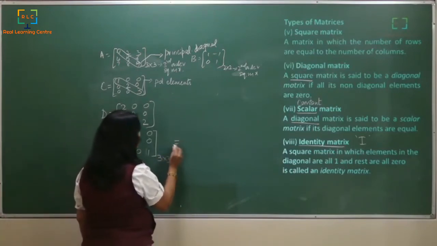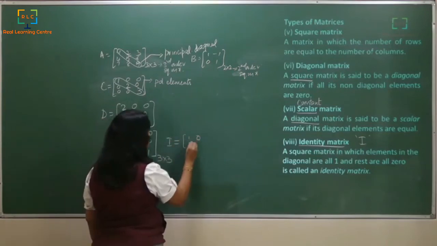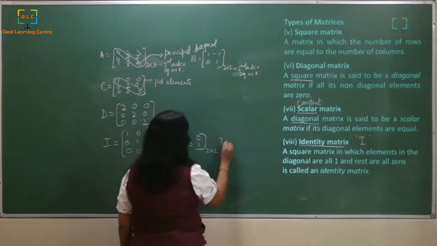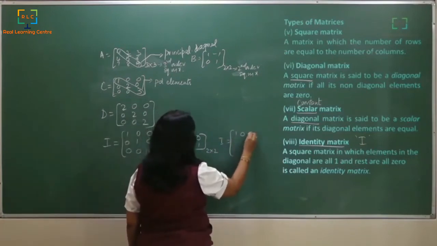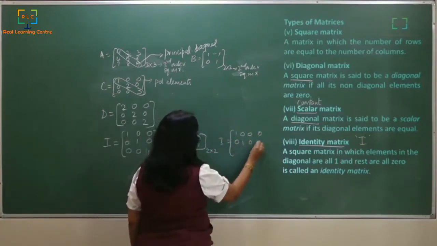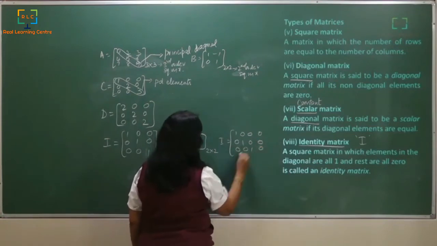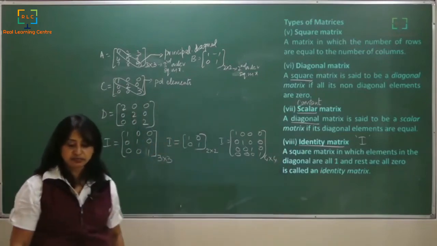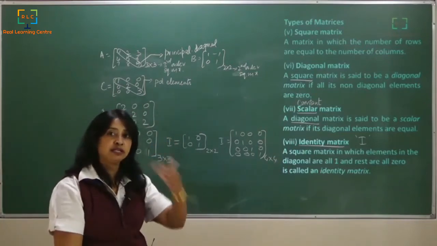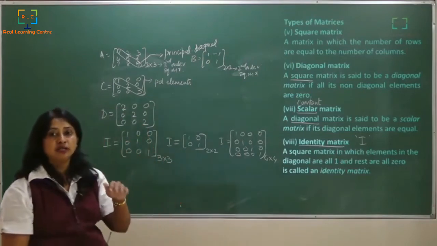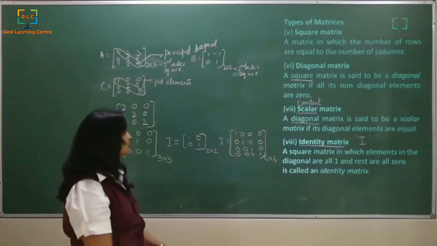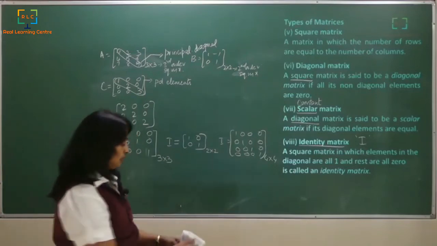I can also write I is equal to [1 0; 0 1], which is a second order identity matrix, or I can write a fourth order one also: 1 0 0 0, 0 1 0 0, 0 0 1 0, 0 0 0 1. This is a fourth order identity matrix and so on. So whichever order the problems give, you have to take the corresponding ordered identity matrix. Now these were the types of matrices.